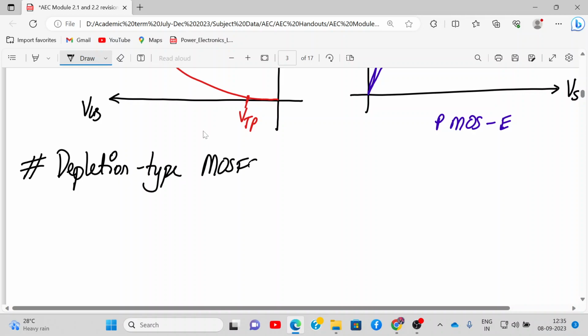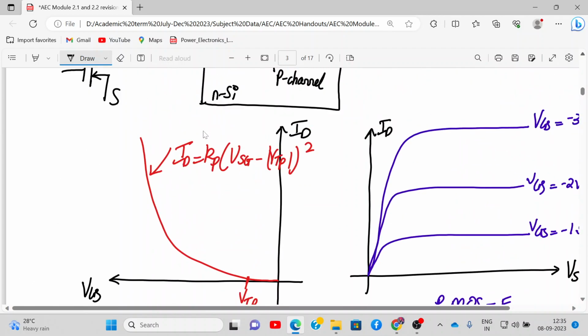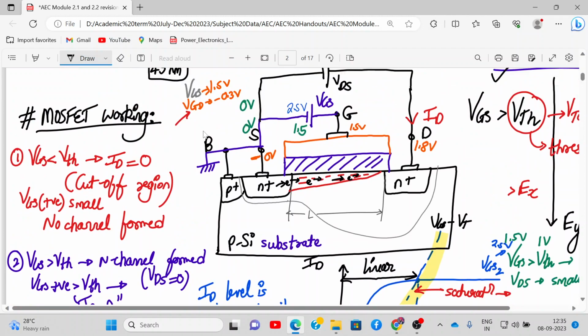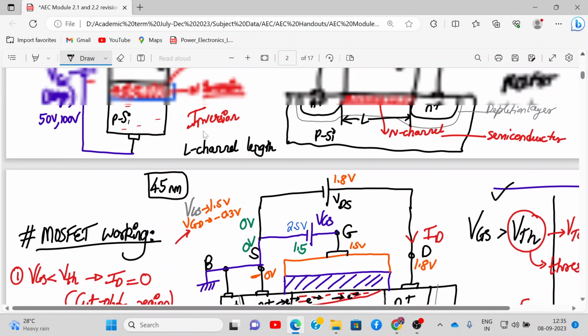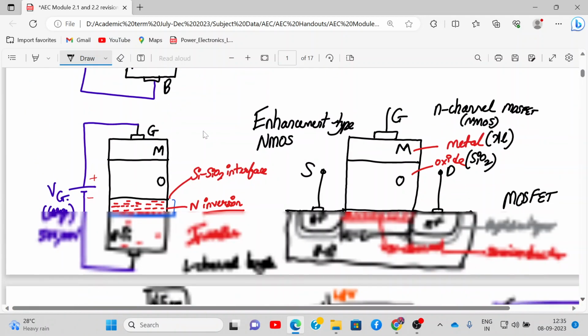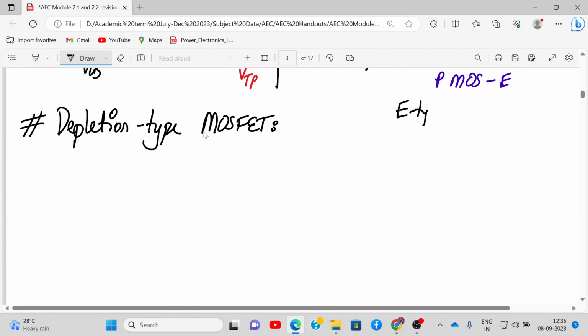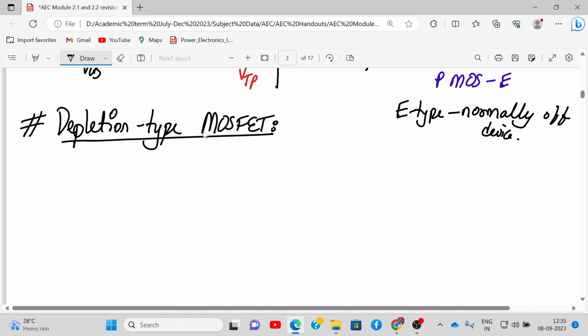So now you will understand what is meant by depletion type MOSFET. Enhancement type MOSFETs: when nothing is applied at the input side, at the gate terminal, if no voltage is applied, no channel is formed. So enhancement type MOSFETs, E-type, are called normally off devices, whereas depletion type MOSFETs are normally on devices.